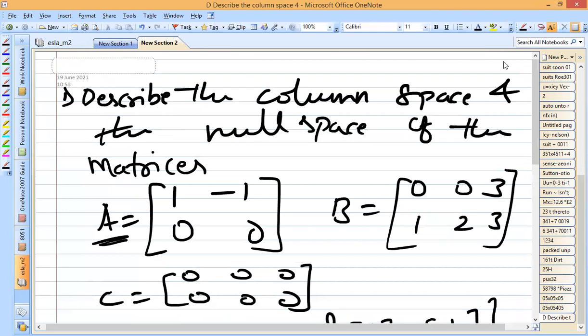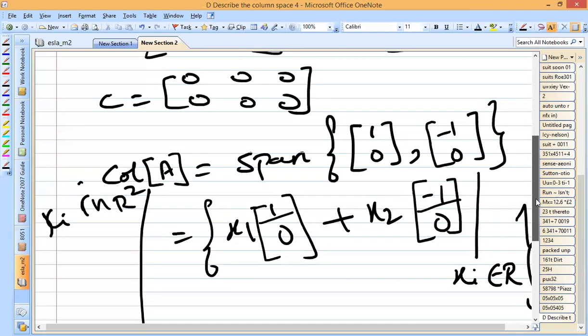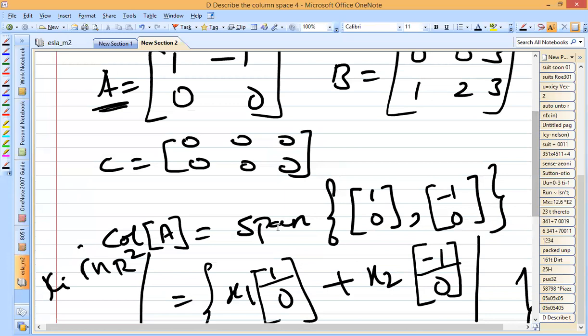Can you see the screen? Okay. So here we are given the problem: describe the column space and the null space of the matrices. Three matrices are given: matrix A, matrix B and matrix C. Matrix A is 1 minus 1 0 0. For this we have to define the column space. We can write the column space of A, or column A, is equal to span of. Within the flower bracket, first split up the column elements: first column elements 1 0, comma, then the elements of the second column as minus 1 0.